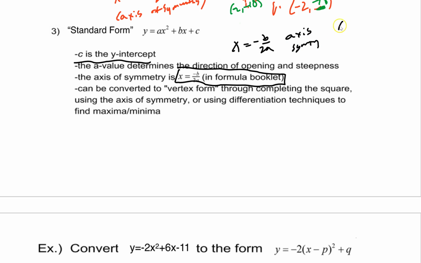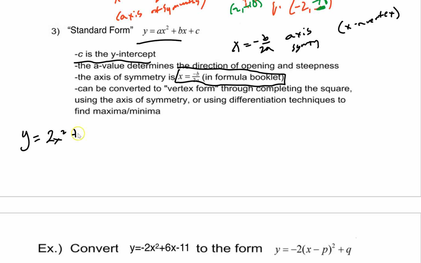And remember, the axis of symmetry is also the x in the vertex. So once you have the x in the vertex, which you can find very easily, then you can find the y in the vertex by plugging it in. A lot of times they're going to give you this because they want you to graph it or put it in vertex form. So let's do an example real quick.